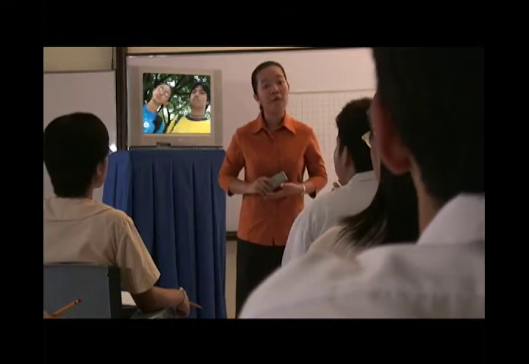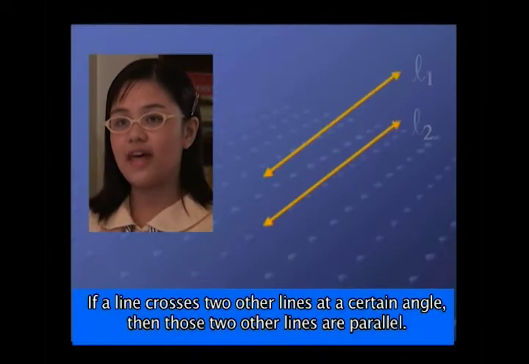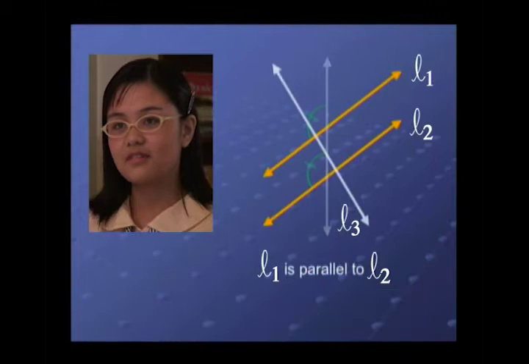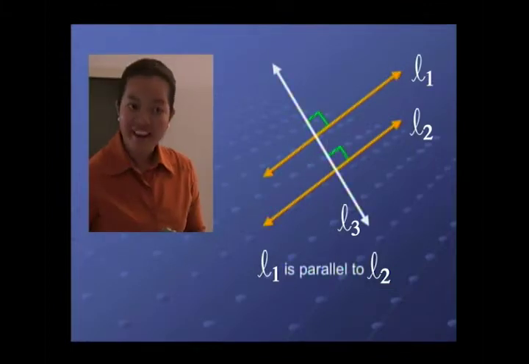Does anyone know how to help these students? Ma'am, I learned from geometry class that if a line crosses two other lines at a certain angle, then those two other lines are parallel. That third line you were talking about could be perpendicular to both, right? Yes, ma'am. But we're talking about streets here. How does that help them? You'll see.